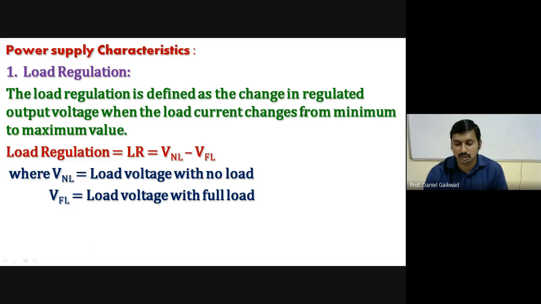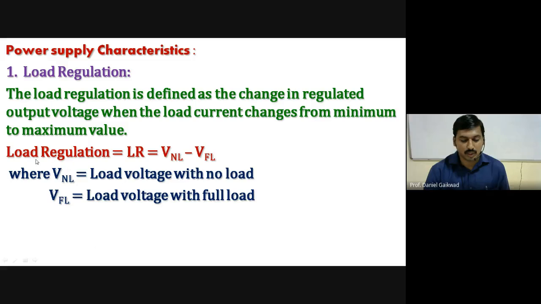Now check carefully what the general definition is. The load regulation is defined as the change in regulated output voltage when the load current changes from minimum to maximum value. If there is a change in load resistance, the load current also changes. So when the load current changes from minimum to maximum, and according to this change there is a change in output voltage, then this is called the load regulation.